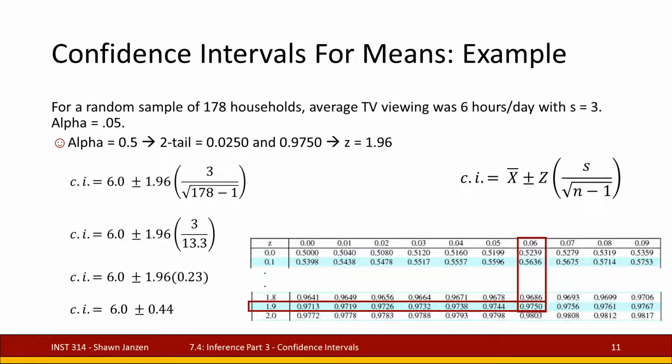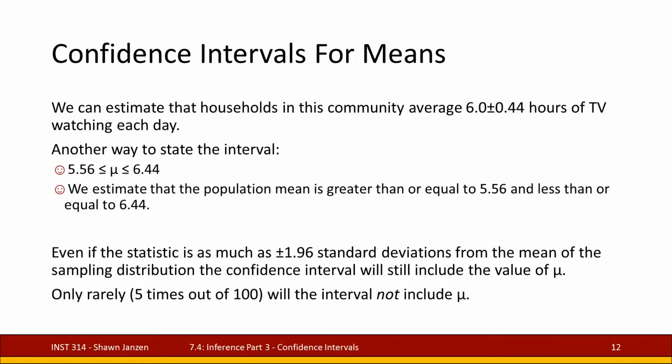So when we want to state this, we would estimate that the households in this community watch on average 6 hours plus or minus 0.44 hours of TV per day. If you put that into an interval, we subtract 0.44 and add 0.44 to say that households on average, we would expect them to watch with a 95% level of confidence between 5.56 and 6.44 hours, and that the population parameter mu is somewhere in between there.